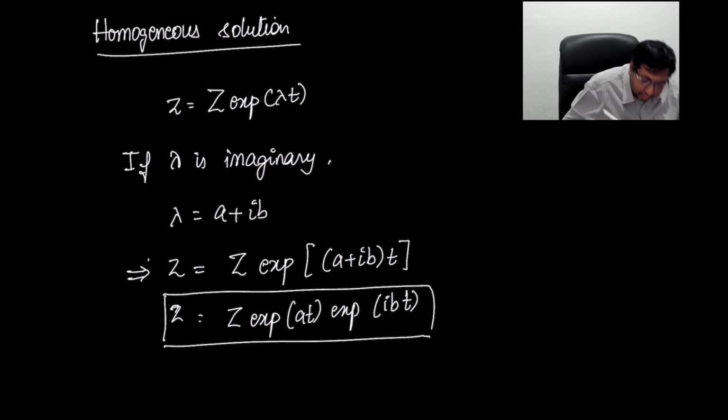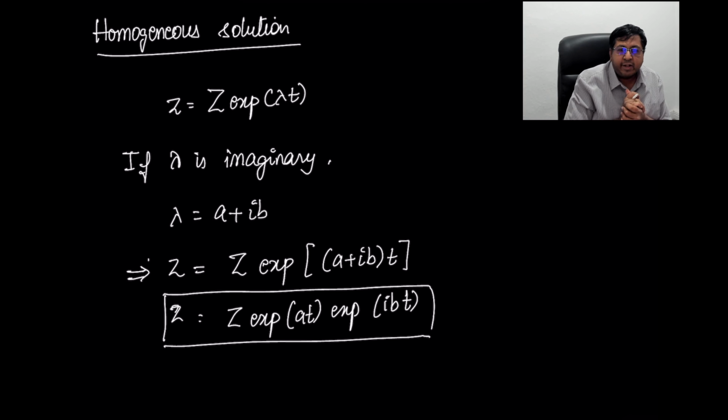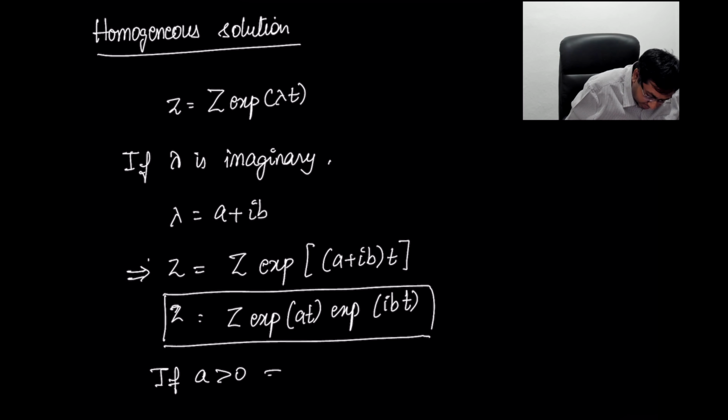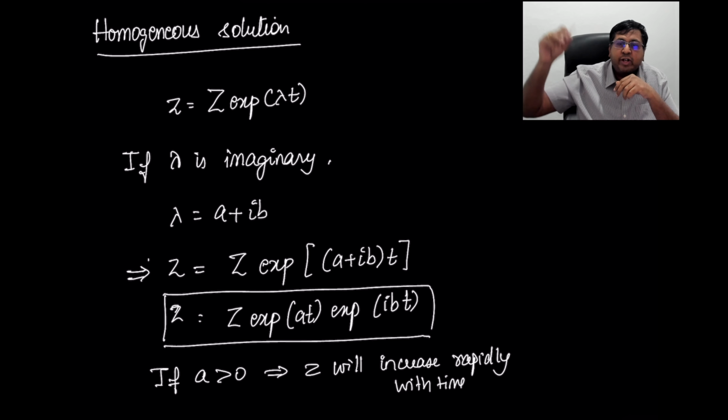Now think about it once. Exponent is something that's going to increase very quickly. So if a is greater than 0, that implies z will explode with time. So b represents our frequency, but a represents the decay rate. In other words, b represents how fast something is going from positive to negative, but a represents the decay rate.